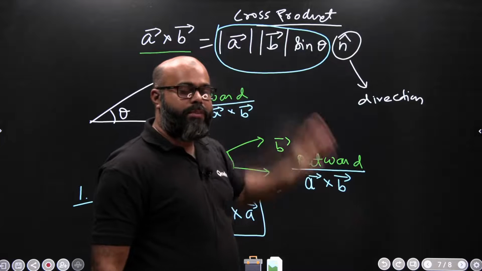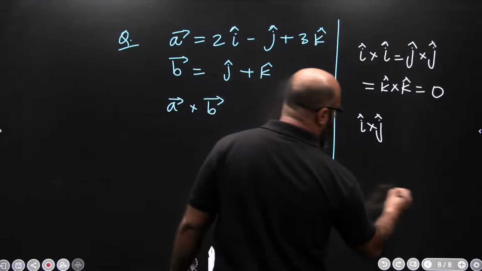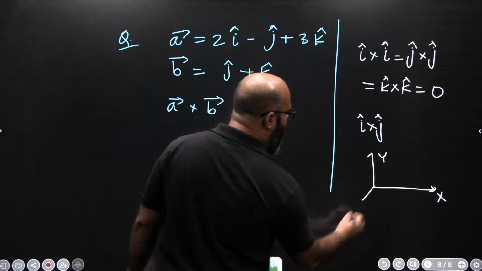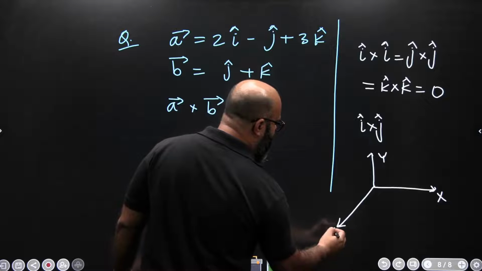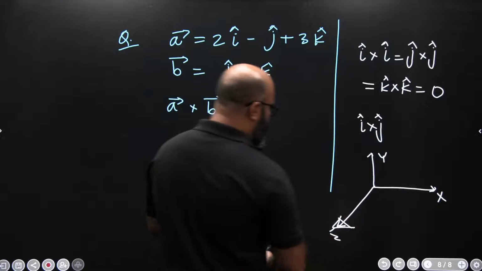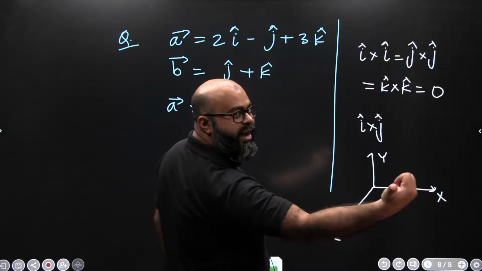What about n cap? If you take i and j, what will be n cap? Suppose this is your x axis, suppose this is your y axis, and suppose the outward vector from this plane is the z axis. So this is the x axis, this is the y axis, and this one coming towards you is the z axis.